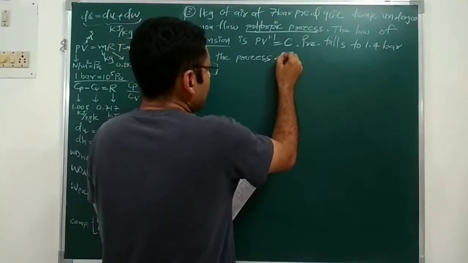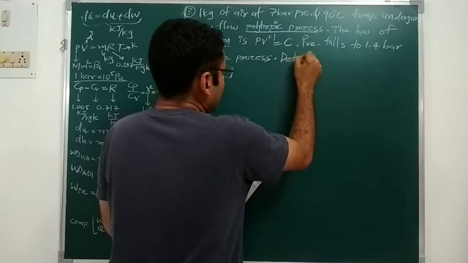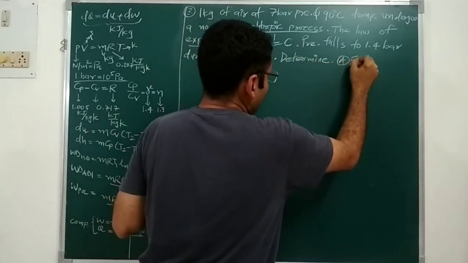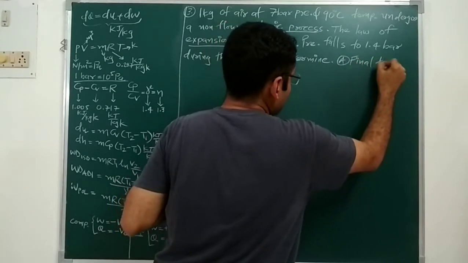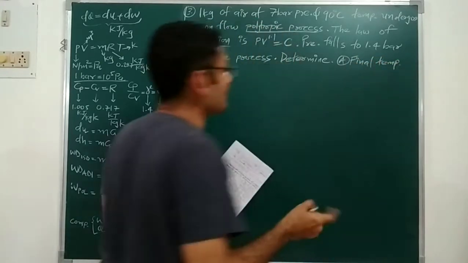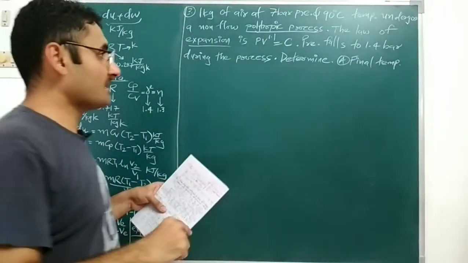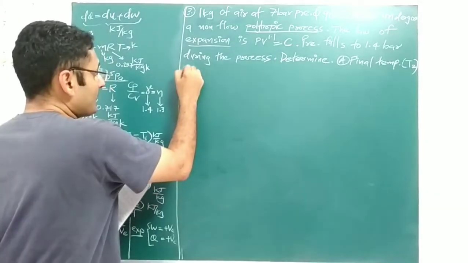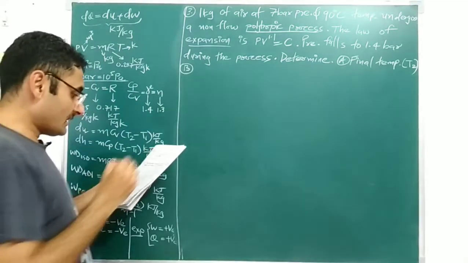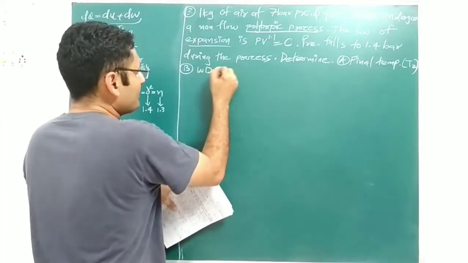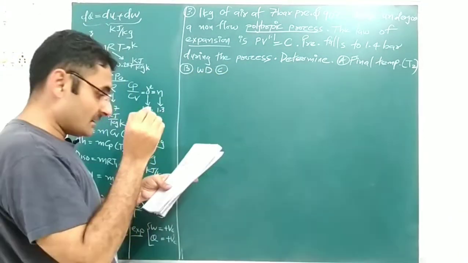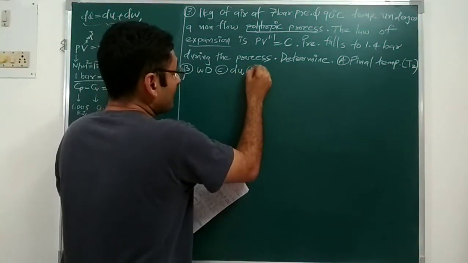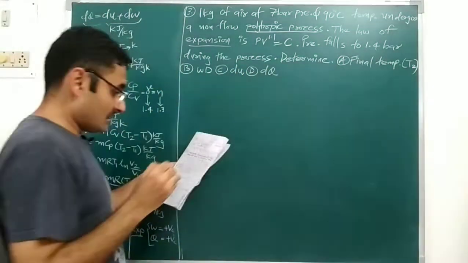So calculate or determine: A, the final temperature of the process. Final temperature means T2; the initial temperature is T1 and the final temperature we call T2. Then B is the work done, WD. C is the change in internal energy. Then D is the heat transfer.